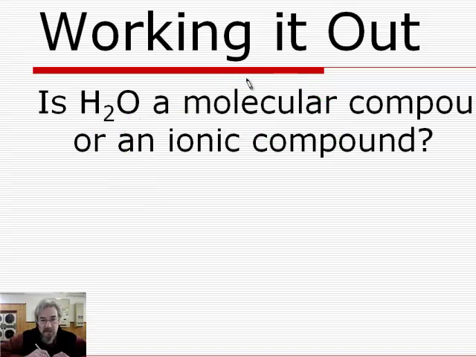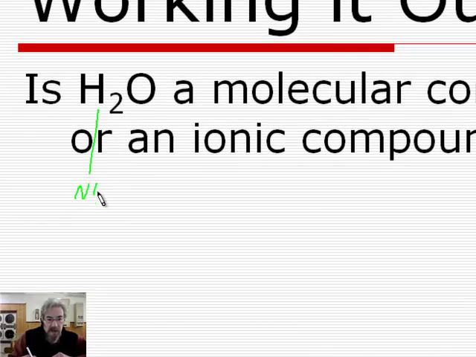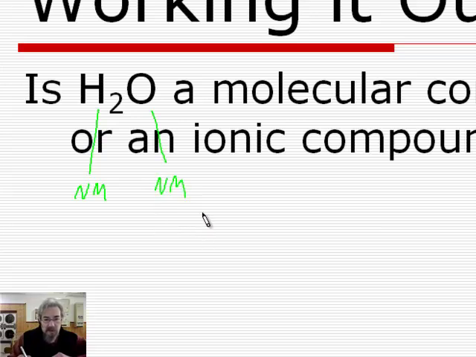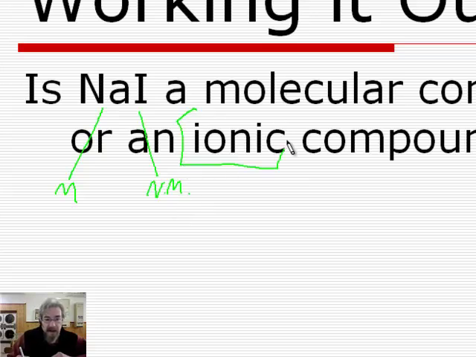Water, H2O, is this molecular or ionic? Here's the answer. Hydrogen is a nonmetal. Oxygen is also a nonmetal. So that would make this molecular. Is NaI a molecular compound or an ionic compound? Na is sodium. Sodium is a metal. Iodine, I, is a nonmetal. Because it's metal to nonmetal, this is an ionic compound.